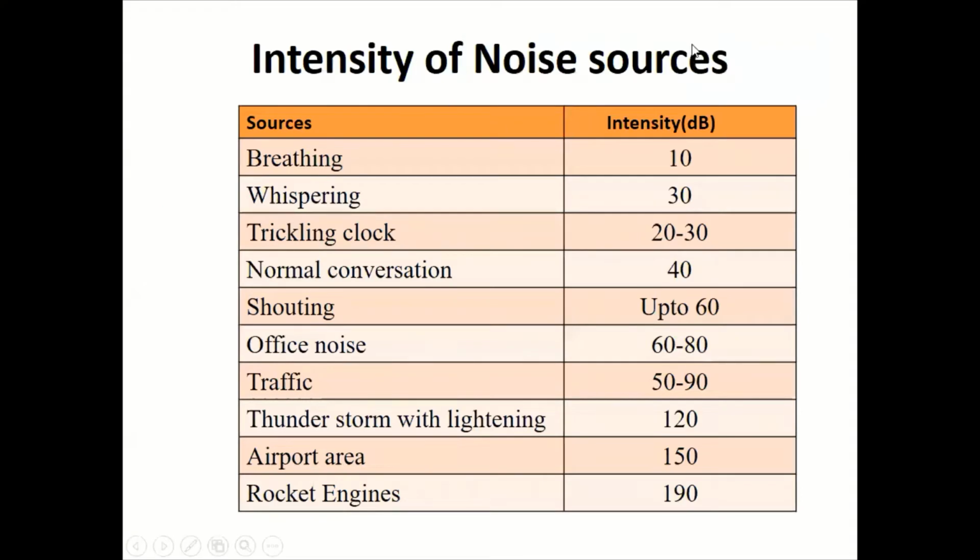So the intensity of the noise by noise source. The following are the sources, then the intensity in dB. Breathing 10 dB, then ticking clock 20 to 30 dB, then normal conversation 40, shouting up to 60 dB, office noise should be 60 to 80 dB, traffic 50 to 90 dB, then airport area 150 dB, then rocket engines 190 dB. These are the intensities of the noise sources.